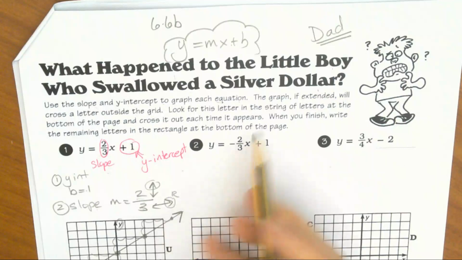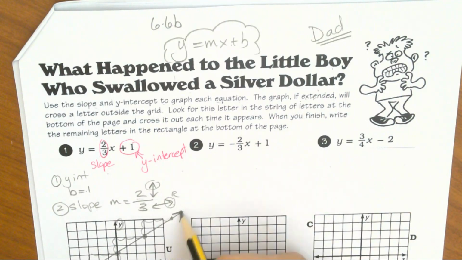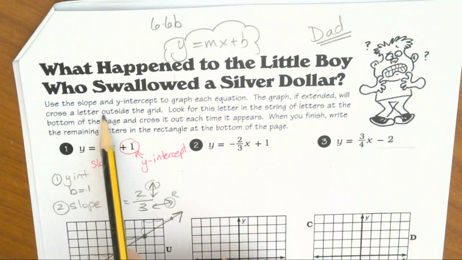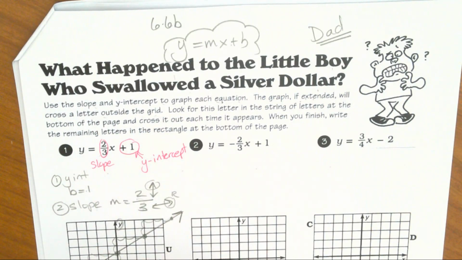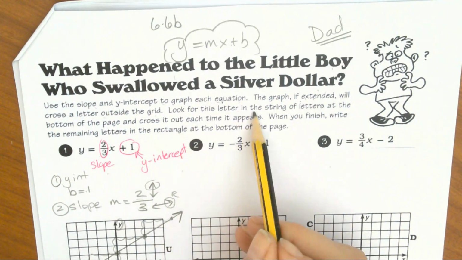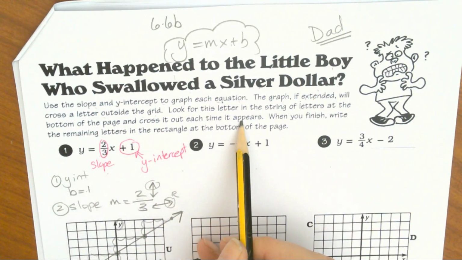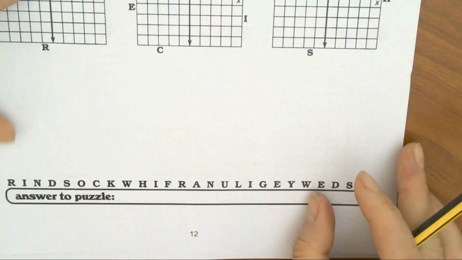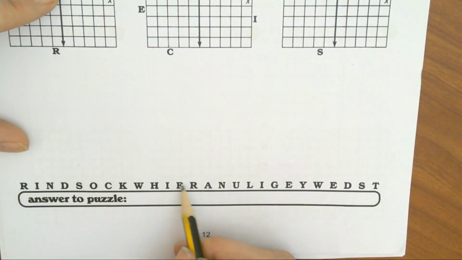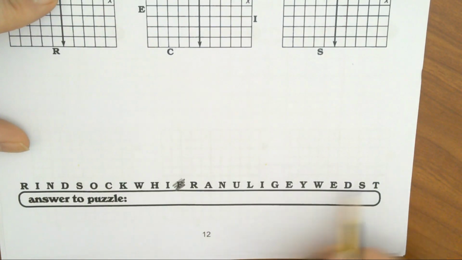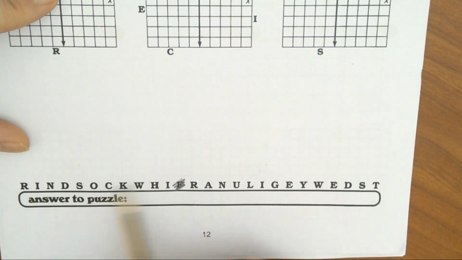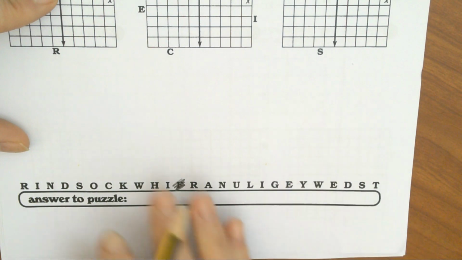Now it says the graph, if extended, so we extend these lines, it will cross a letter outside of the grid, F. So we touch F. Look for this letter in the string of letters at the bottom of the page and cross it out each time it appears. So F, I put it on the back. So we go down here. Anytime we see an F, we have to cross it out. There's only one F. And when we cross out everything, write out the letters, and it will make a sentence. It will be the answer to the dumb dad joke.